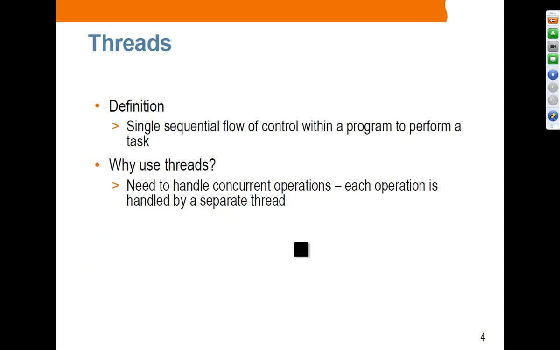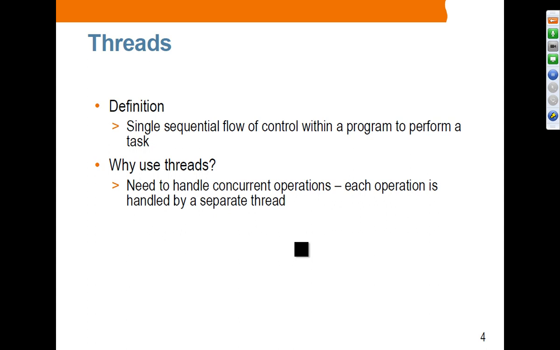So what is a thread? A thread is basically a sequence. It represents the sequential flow of control of your program. Okay. So when you are starting your application, your main method is actually being processed as a thread.